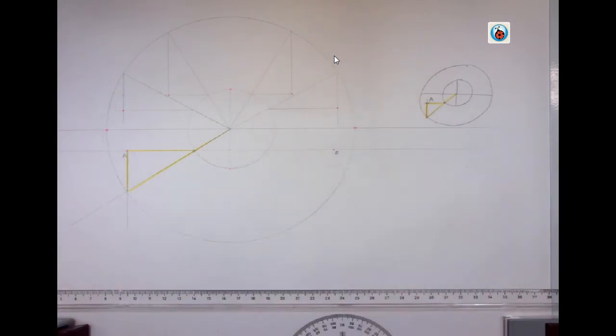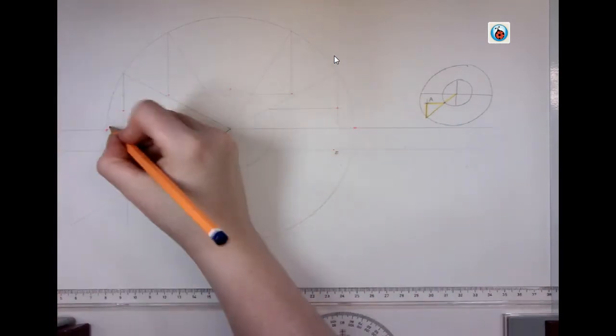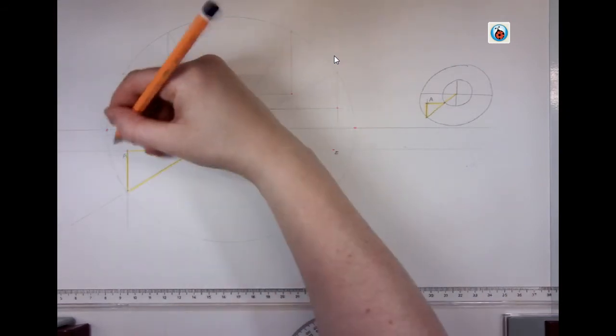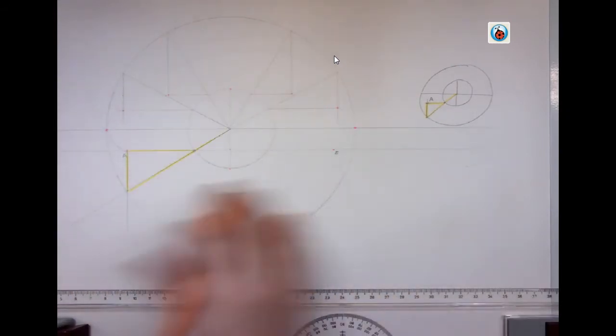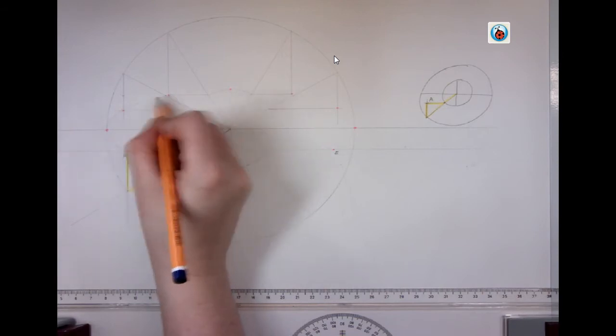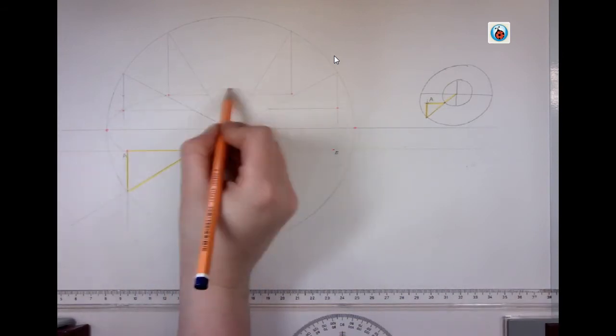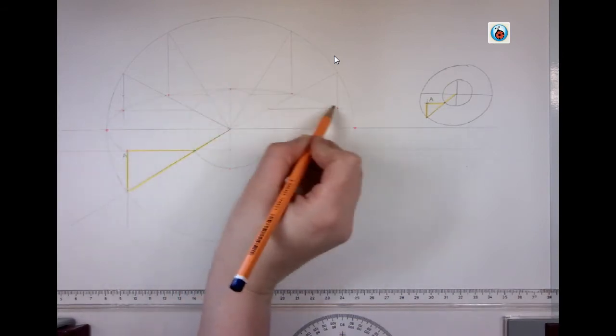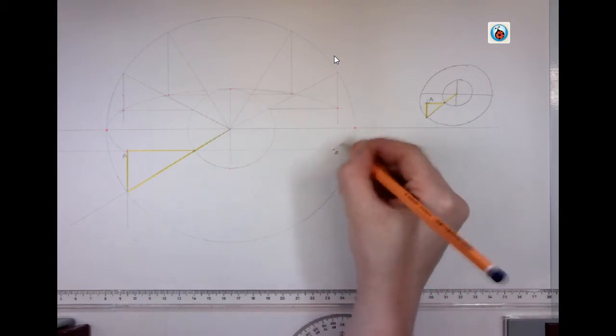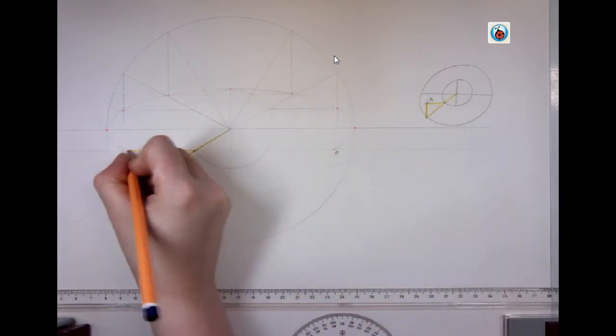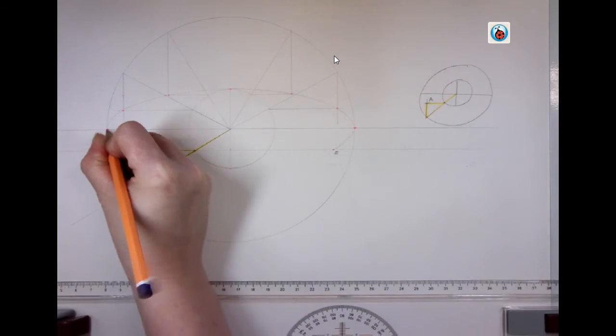And once we have our dots, we're going to join them together. You'll notice I haven't found the bottom of the ellipse. Okay, and we can darken in.